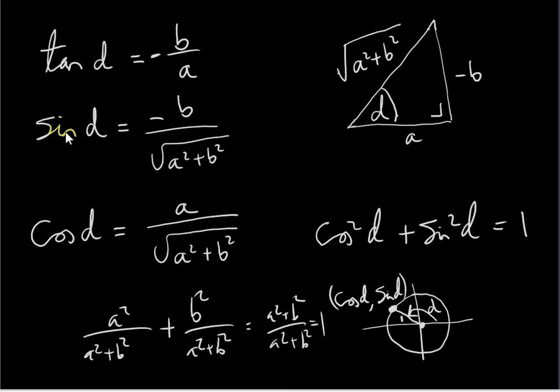Also, if we take sine d and divide by cos d, we get tan d. If we take this here and divide by this here, the roots will disappear, and we'll end up with minus b over a. So even though I used an acute angle to get out sine of d and cos of d, d doesn't have to be acute. It will work from the properties of the unit circle.